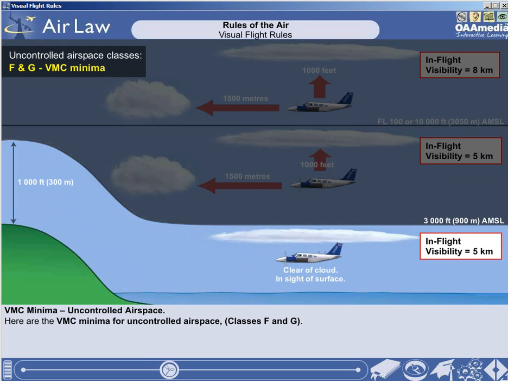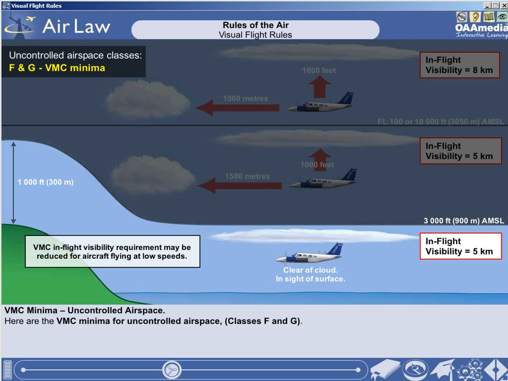Finally, in uncontrolled airspace, we must look at the airspace from the surface up to 3,000 feet above mean sea level, or up to 1,000 feet above terrain, whichever is the higher. In this lower band of airspace, a pilot is flying in VMC if he is clear of cloud, in sight of the surface, and has an in-flight visibility of 5 kilometers.